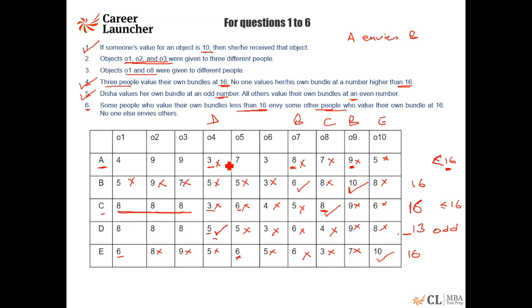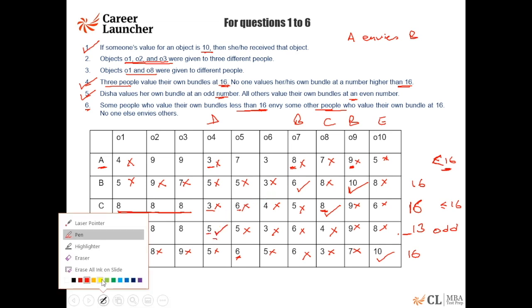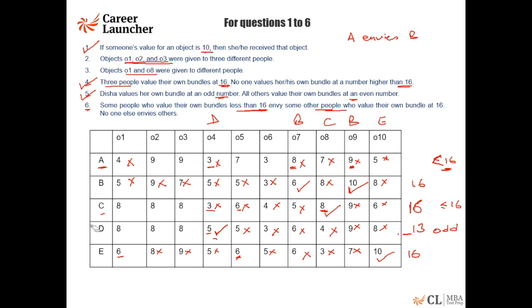Let's look at A again. A has to be an even number less than 16. If it has to be an even number, that means either both of them will be odd or both will be even. So 4 is not possible because all the others are odd. Let me clear up some of these things so that it becomes easier for us to work.